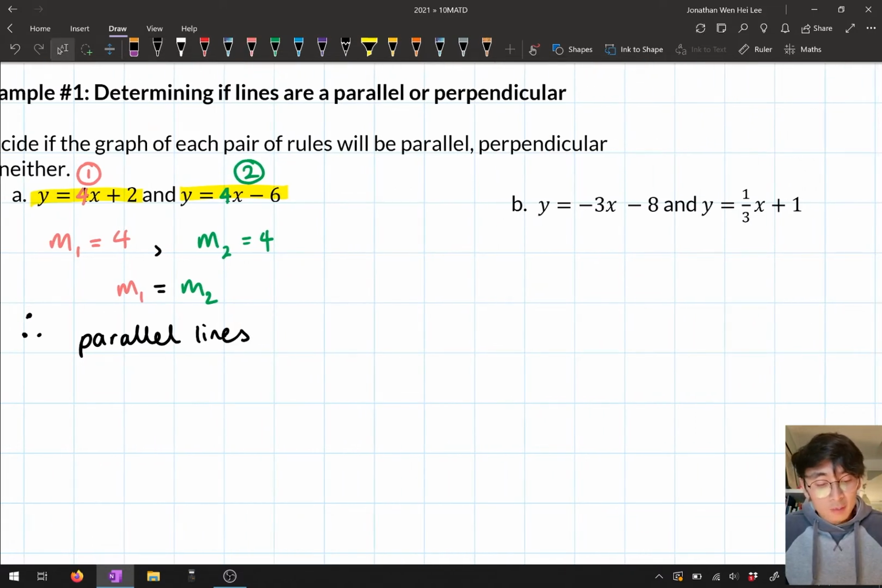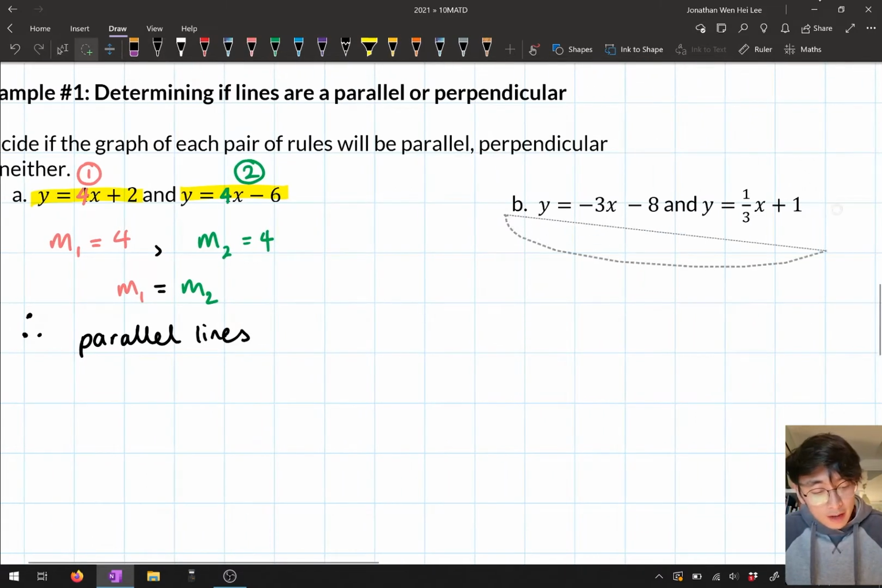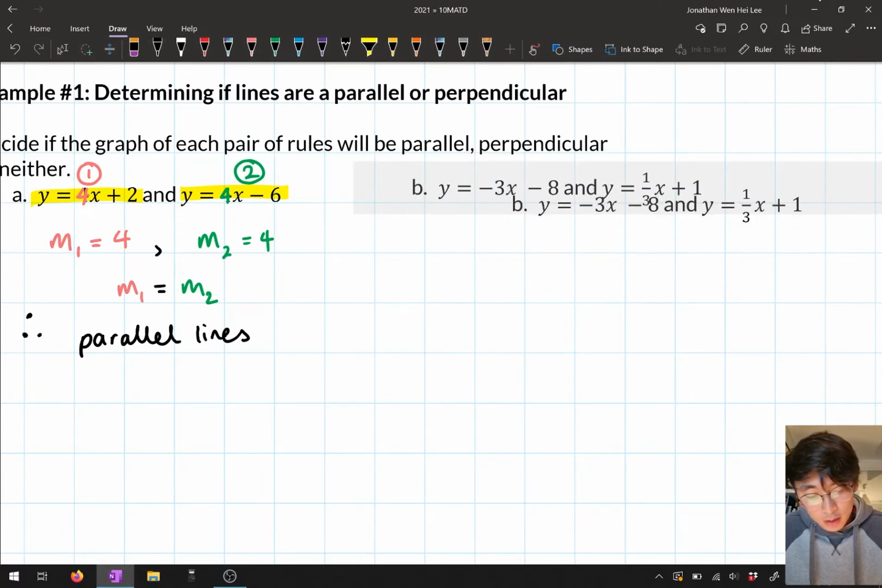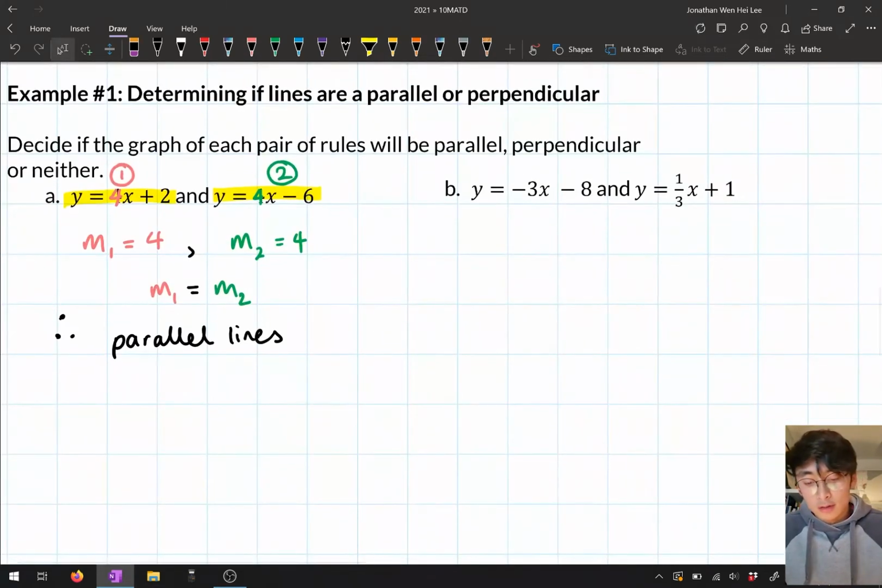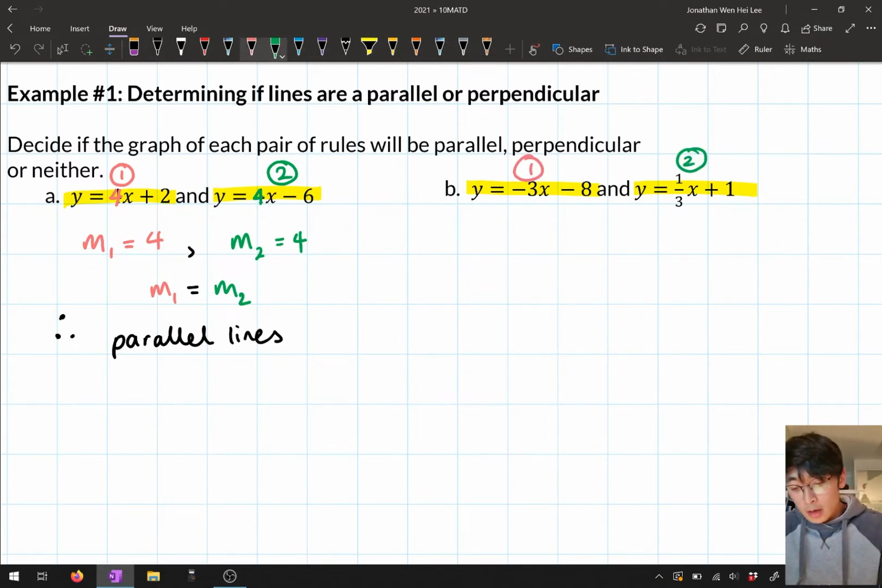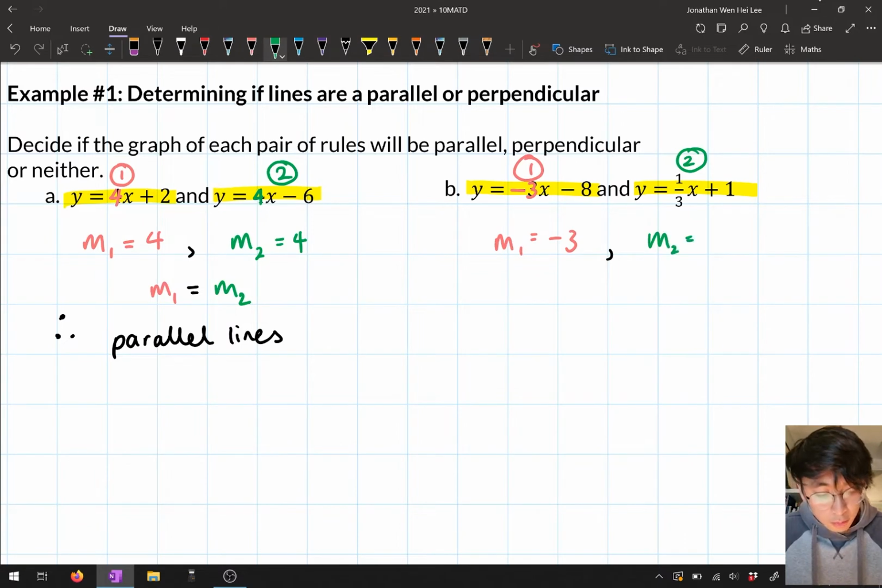Okay, let's have a look at the next example over here. I've got negative 3x minus 8 and 1 over 3x plus 1. Let's do the exact same step. We first want to identify the gradient of these two lines. This one's my first one, this one's my second one, so I'm going to call them line 1 and line 2. m1, the gradient of my first line, is the number before my x, and here it happens to be negative 3. And for m2, the number before my x here is a third. So I'm going to have a third for my second gradient.